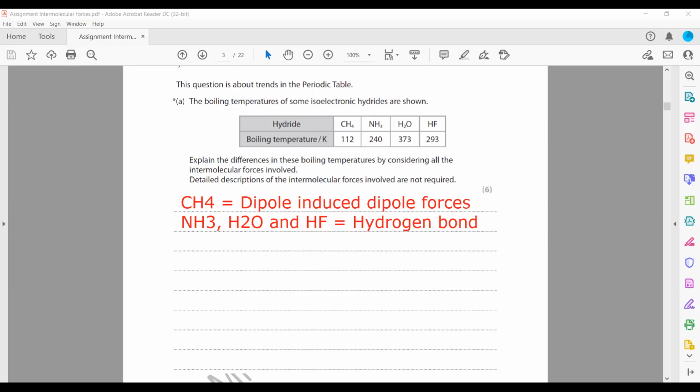Then we will compare the strength, because as we can see from the result that CH4 has a low boiling point, so it means that dipole induced dipole force or London forces are weaker than hydrogen bonds. So when we mention this, it will score 3 marks.